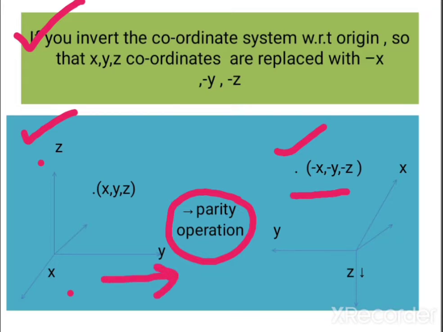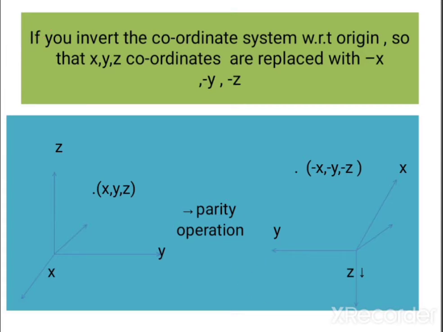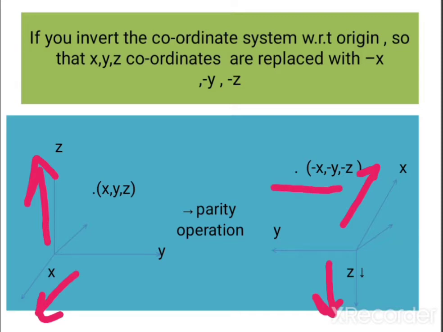Now after parity operation the y-axis is inverted. Similarly, the z-axis is inverted, and also similarly the x-axis is inverted. Now the new physical quantity will be dependent on -x, -y and -z. So what happens to the wave function under such parity operation or space reflection?